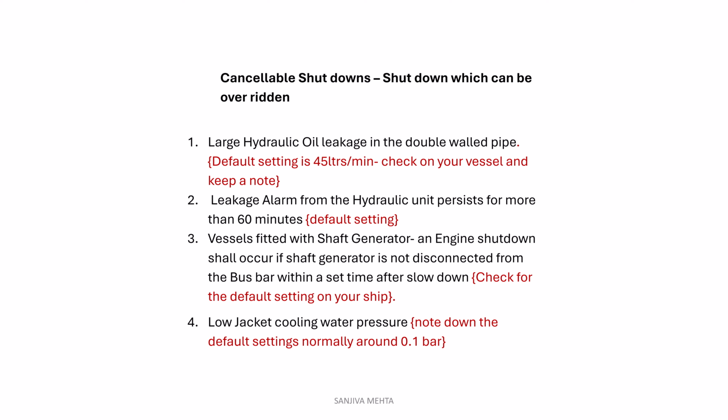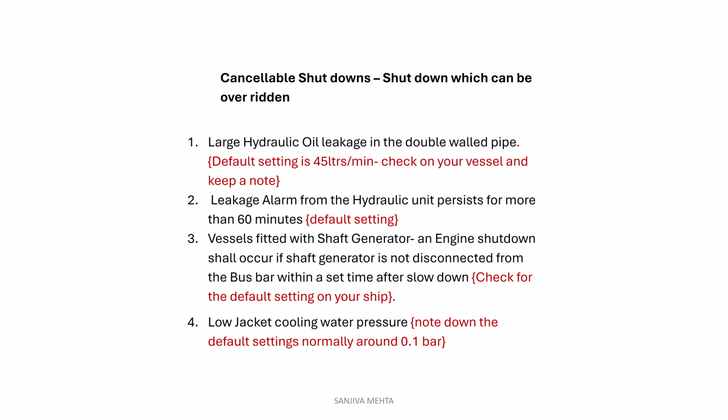First an alarm will come, of course. If the leakage alarm from the hydraulic unit persists for more than 60 minutes, then a cancelable shutdown will come. Large amount is 40 to 45 liters per minute and above. But this is cancelable because if you are maneuvering, you don't want the engine to stop. Too much leakage is there, but you can live with it because running the engine during maneuvering is more important. You can deal with it later after the engine has stopped, once the ship has been berthed.